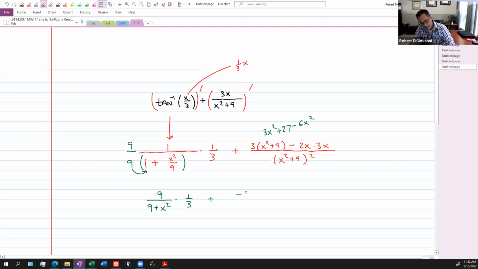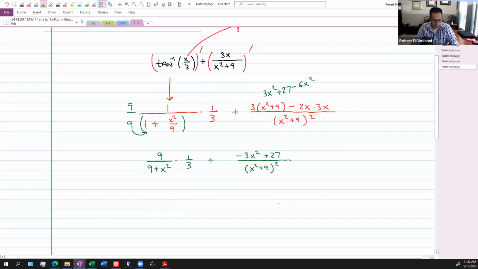Right, so that will give me negative 3x squared plus 27 over x squared plus 9, that quantity squared. What now? I need a common denominator between these two. Let me go ahead and take this 3 on the bottom there and put it right there and get rid of this. So I'm going to multiply that bottom by 3 and the top by 3. And then I have to multiply this one over here by a 9 plus x squared and a 9 plus x squared. I do that so they both have the same exact denominators.